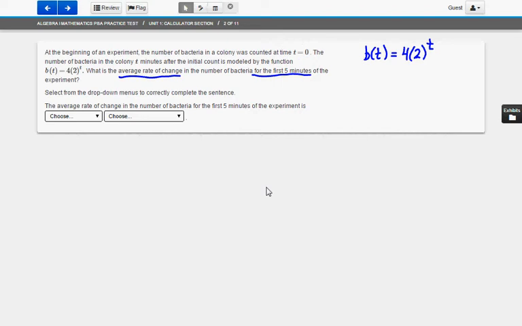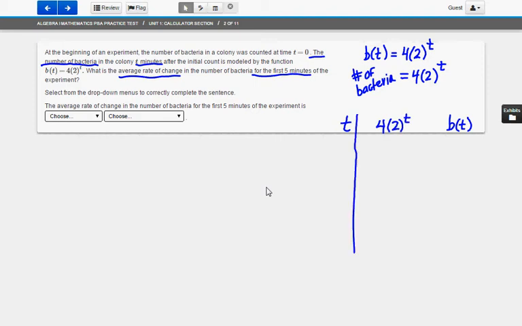Well, first of all, if I look at this, what they've told me is that this function shows the number of bacteria. The number of bacteria is equal to 4 times 2 to the t power, where t is the number of minutes, it looks like, t minutes after. So if you think about what's happening here, let me make a quick little table of values. A time column, and then a total bacteria column, and the expression for this function is 4 times 2 to the t power.